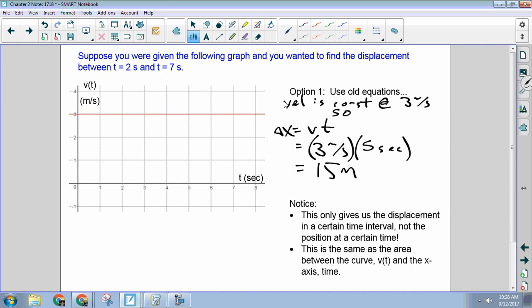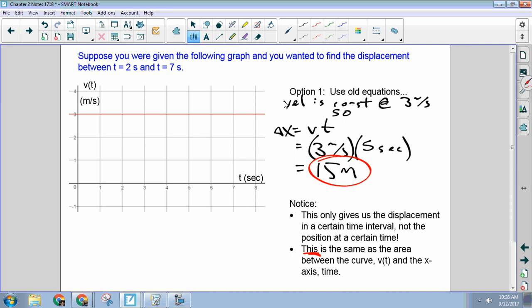So conceptually, derivative means slope. Similarly, integral means area. Down here it says, notice that this is the same as the area between the curve, the v of t curve, and the x-axis.